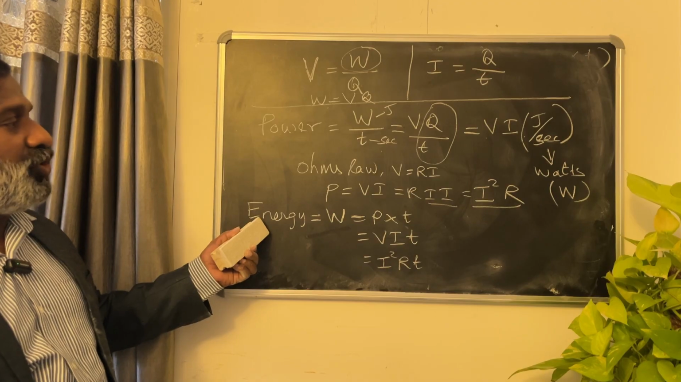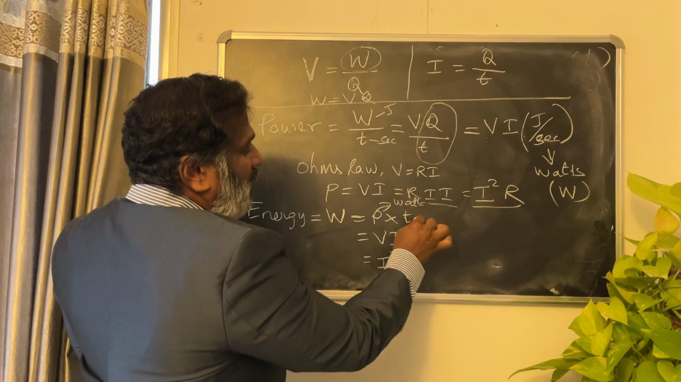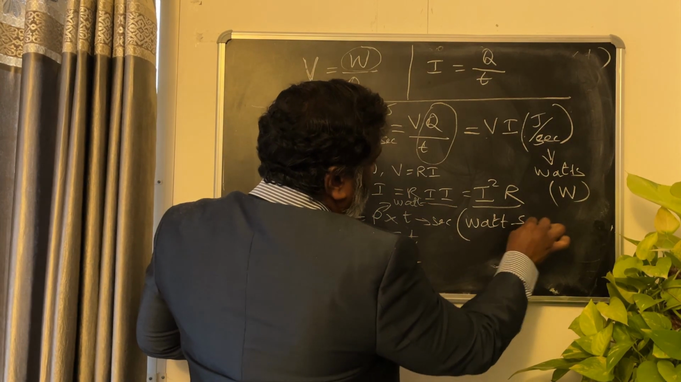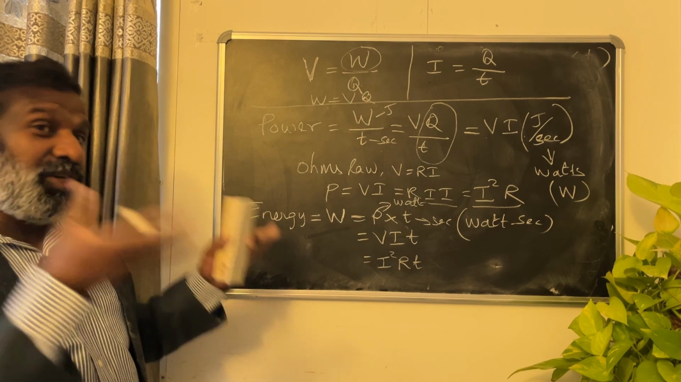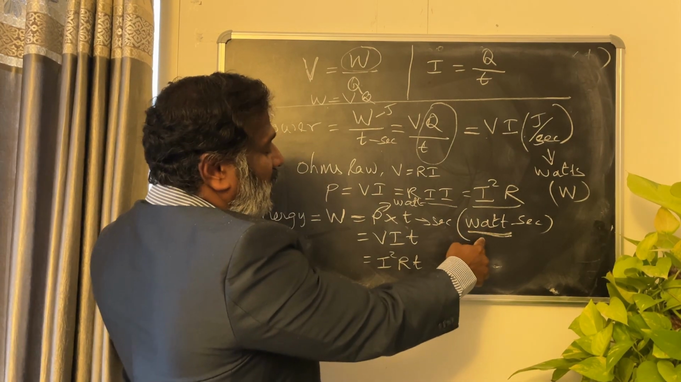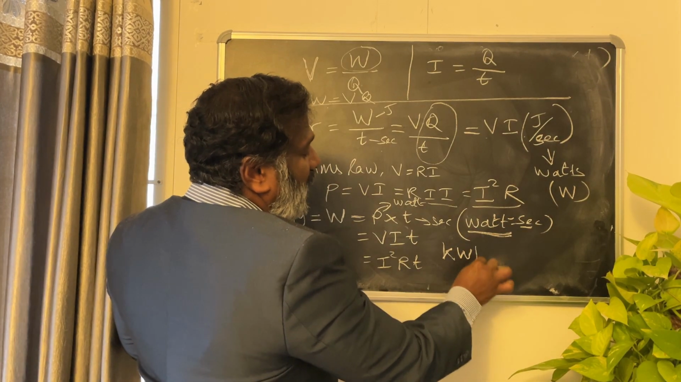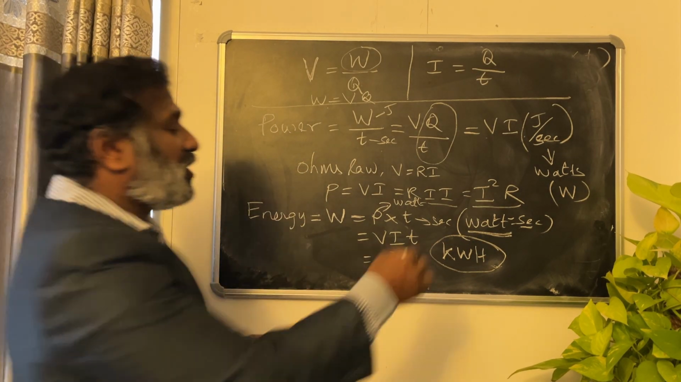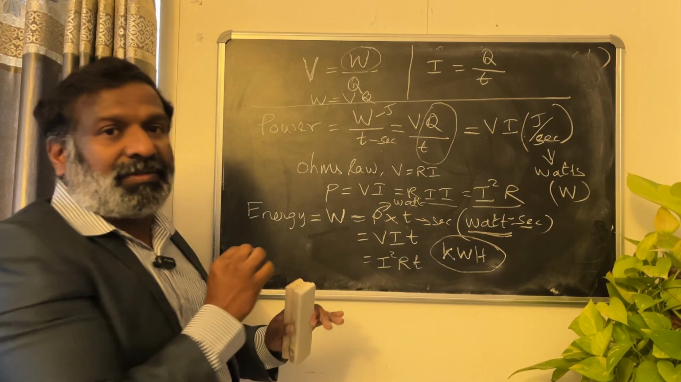So now what is the unit for energy? What is the unit for power? Watts. Unit for time? Second. So unit for energy is watt second. But practically, when measuring energy consumed in our houses, we will be measuring power in terms of kilowatt, and we will be measuring time not in seconds but in hours. So practical unit for measuring energy is kilowatt hour. Power measured in kilowatt, time measured in hour, kilowatt hour.